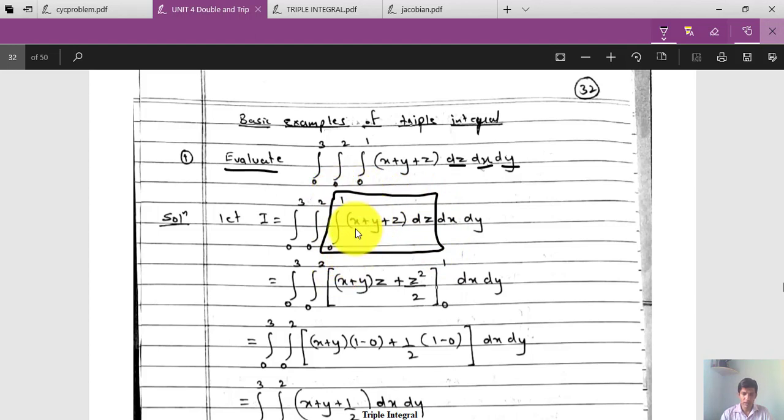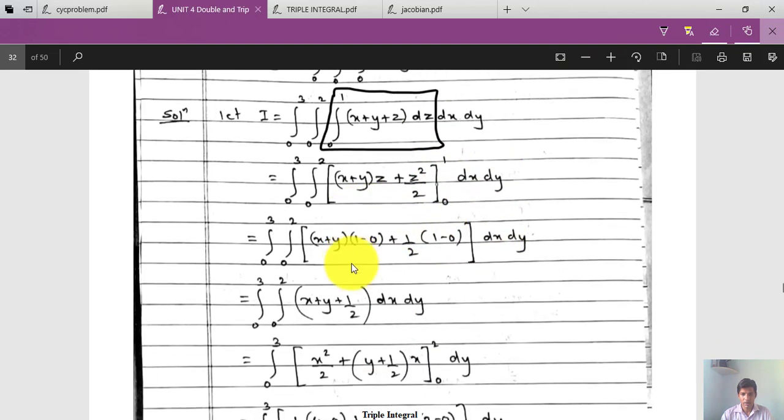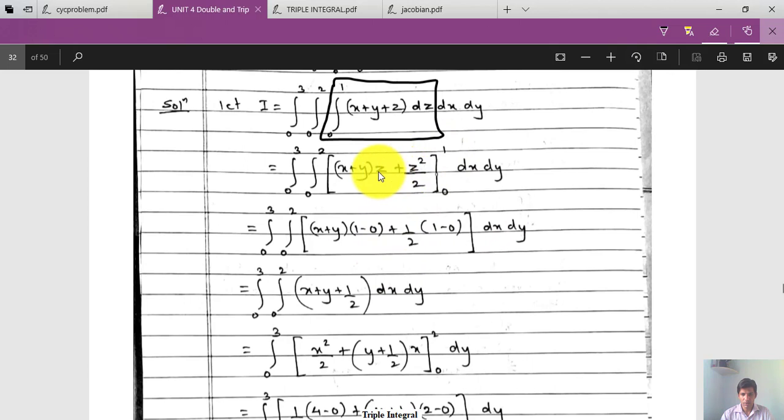Treating x and y as constant, I integrate with respect to z. The integration of 1 turns out to be z, and the integration of z is z square by 2, which I evaluate over the limit 0 to 1, with dx dy. Now I substitute the upper limit 1 and the lower limit 0.